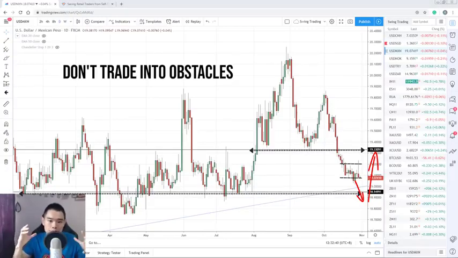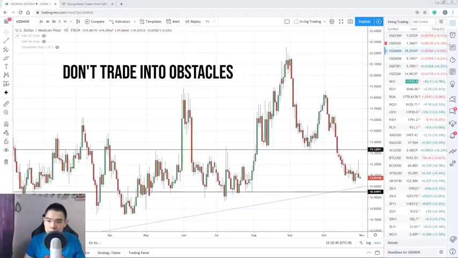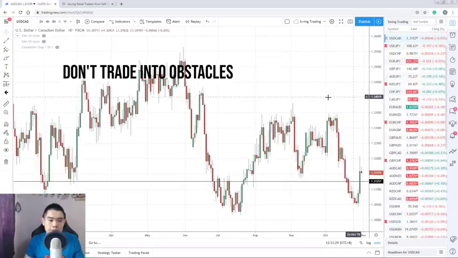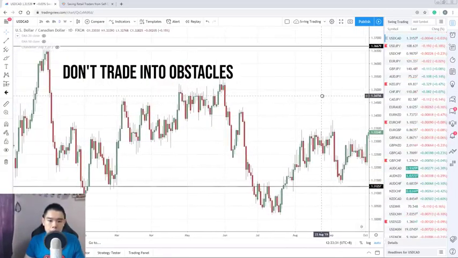So if you did apply this one technique, you realize that a lot of trades will be filtered away, because most of the time the price is just in no man's land, or it's near an obstacle and it's a trade that you want to skip altogether. So let me share with you another example. Dollar Canadian. Okay, so if you look at this again, same concept.